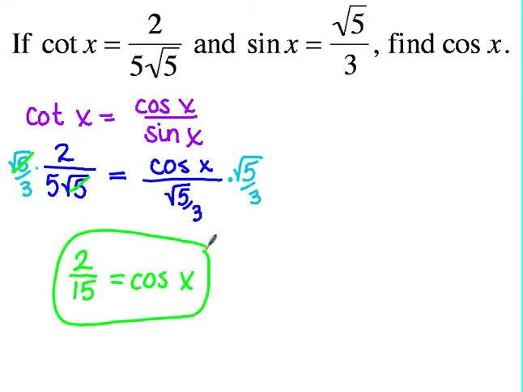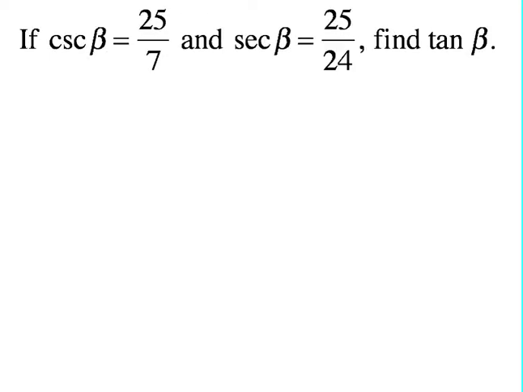All right, so let's go ahead and look at the next slide. Okay, if cosecant of beta, now that's a Greek letter beta. It's just like a squiggly b. Cosecant of beta equals 25 over 7, and secant of beta equals 25 over 24. Find tangent of beta.